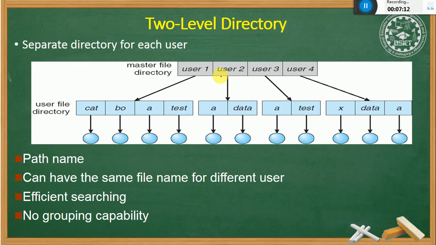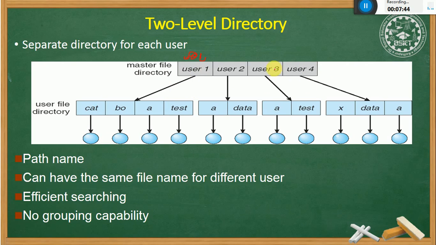This is avoided in a 2 level directory structure. In 2 level directory structure we have a grandparent directory, that is a GP directory, then we have a directory and then we have files. So a directory is contained in the parent directory. So it is a parent directory and then file. So these are the 2 levels of directory structure.